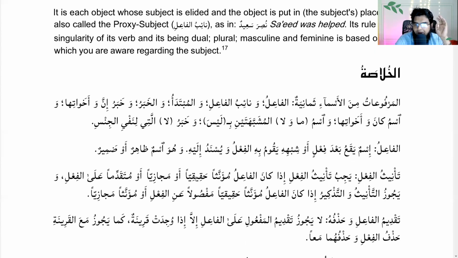One is فاعل, نائب فاعل, because they're very common, no? مبتدأ خبر is also obviously common. خبر إن is obviously, and اسم كان, yeah. 2 are not important. عرّف الفاعل, the definition of فاعل, yeah. The فاعل definition is what is here: اسم يقع بعد فعل أو شبهه يقوم به الفعل ويُسند إليه، واسم ظاهر أو مضمر.